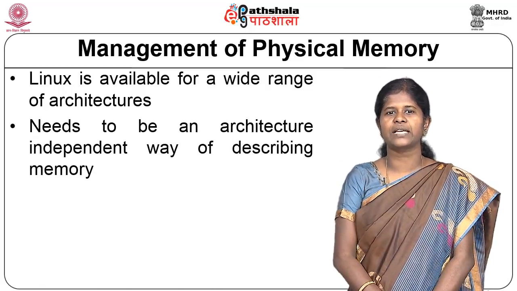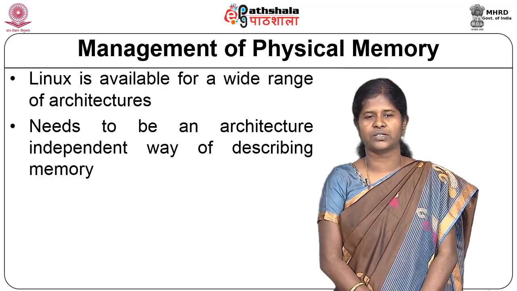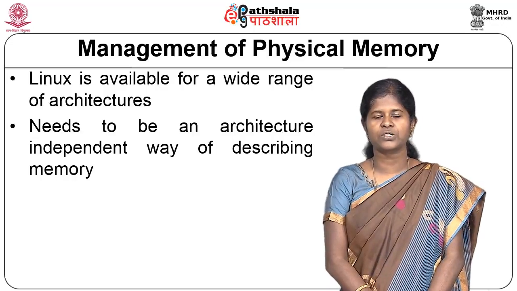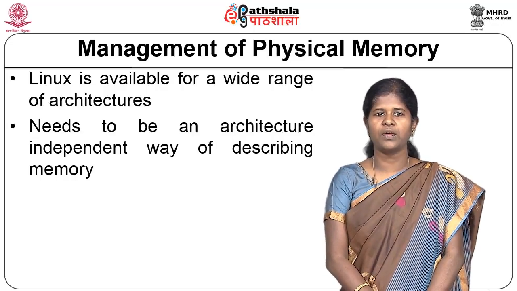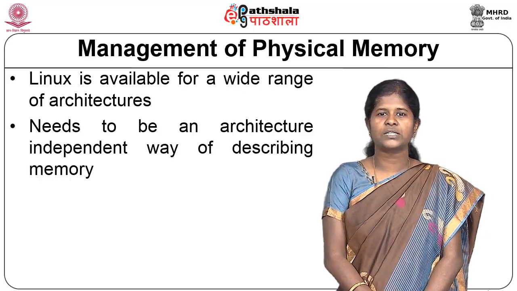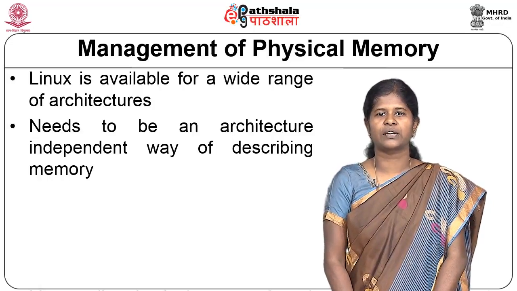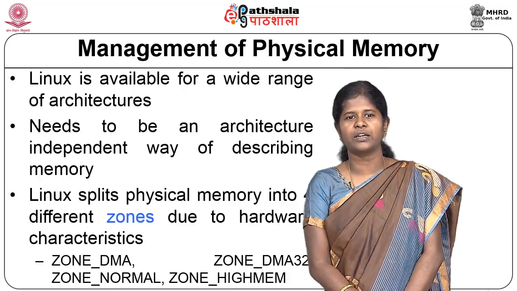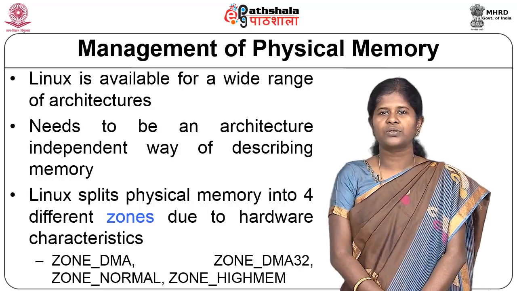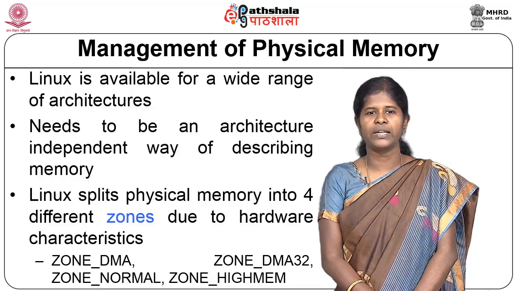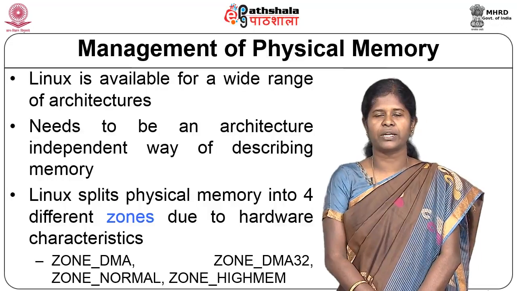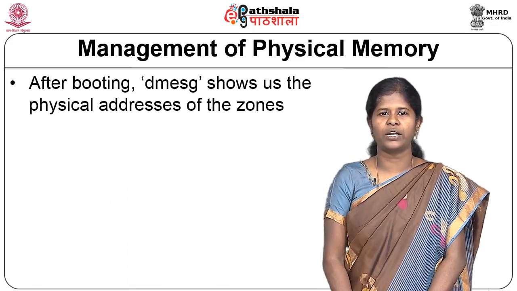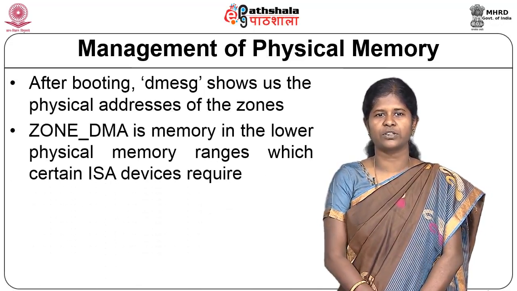We all know that Linux is available for a wide range of architectures. So, for many architectures this Linux operating system can be used, and hence there needs to be an architecture independent way of describing memory. So, Linux splits this physical memory into 4 different zones due to the hardware characteristics. They are called zone DMA, zone DMA 32, zone normal and zone high memory. We will see what each one of these zones refer to.